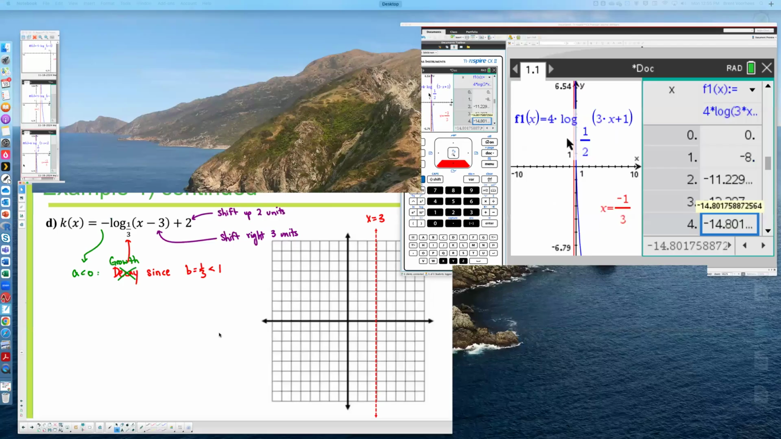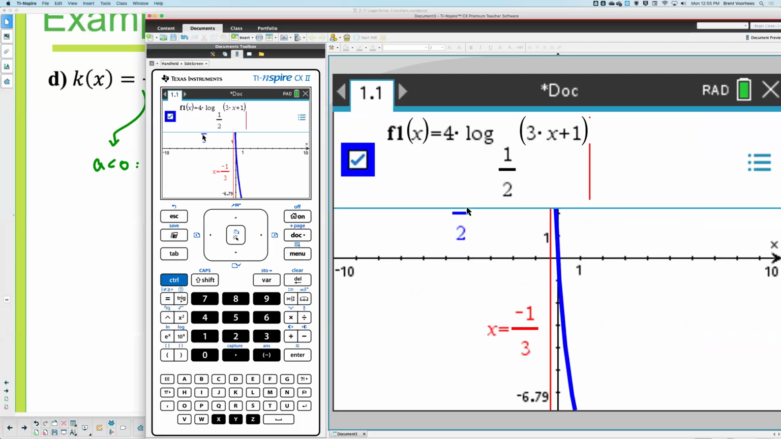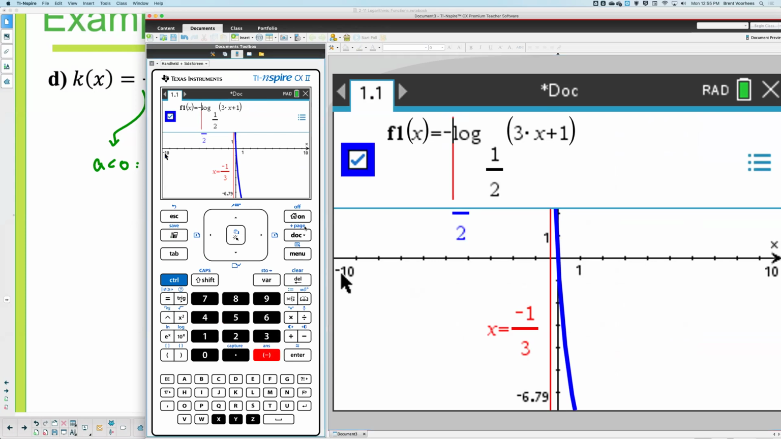Let's go to our calculator. It was a negative in the front. Negative log with the base of 1/3. This was x minus 3. And then we had a +2 on the outside. Hit enter.